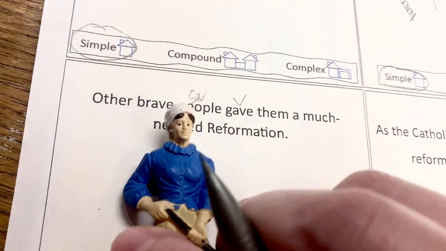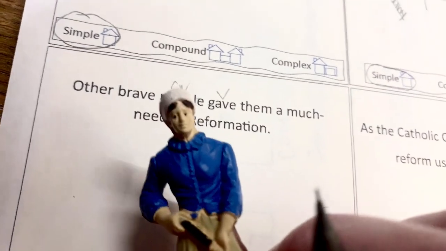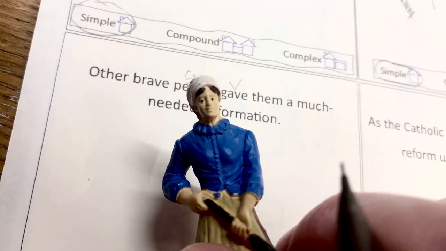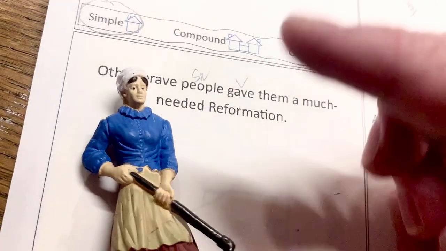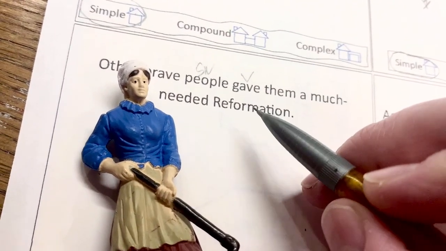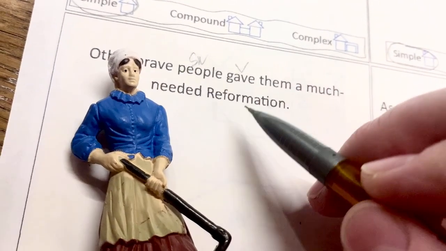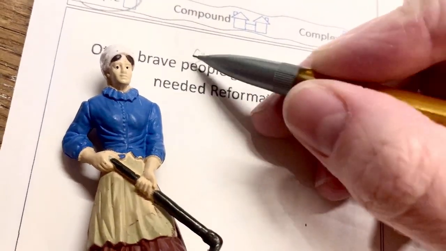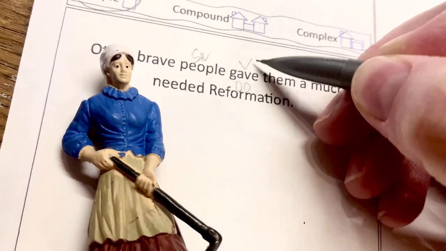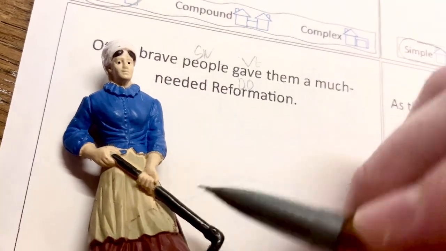People gave, is it people gave them or people gave reformation? Which is it? Which received the action of being given? If you said reformation, you are correct because people weren't giving away other people. People were giving a reformation. Very good, my children. Does reformation replace people? No. Does it describe people? No. D-O, label verb transitive. People gave reformation to or for whom?